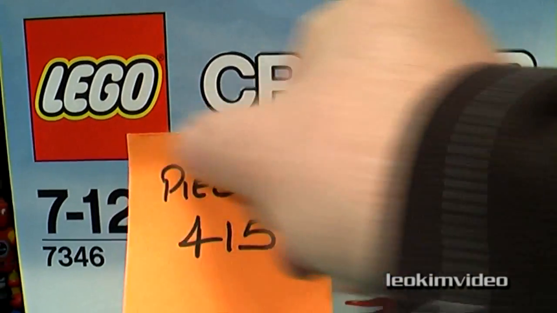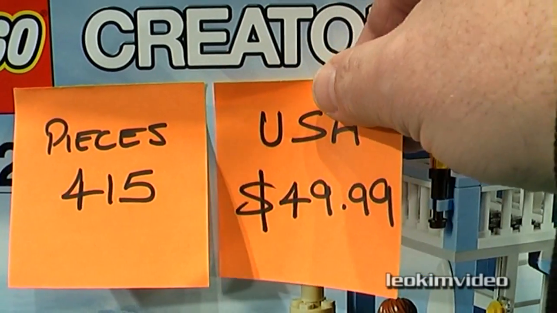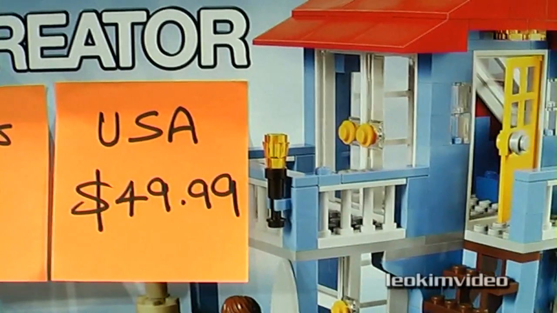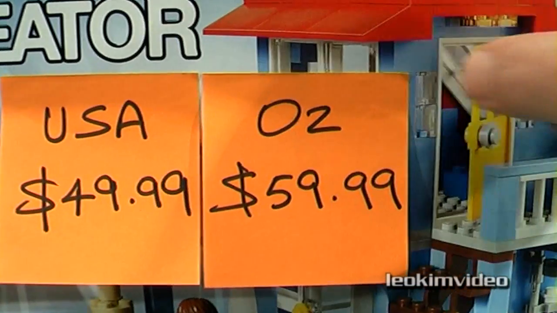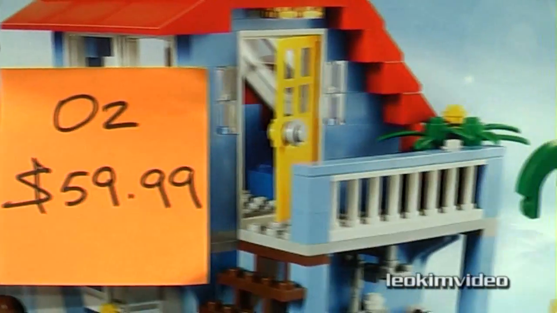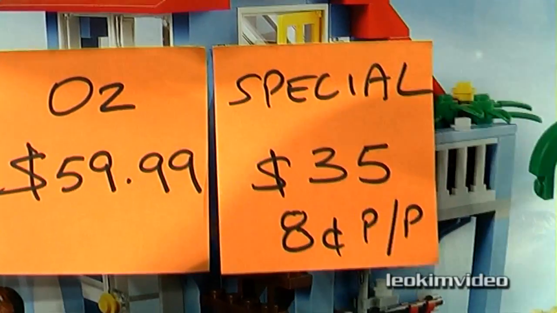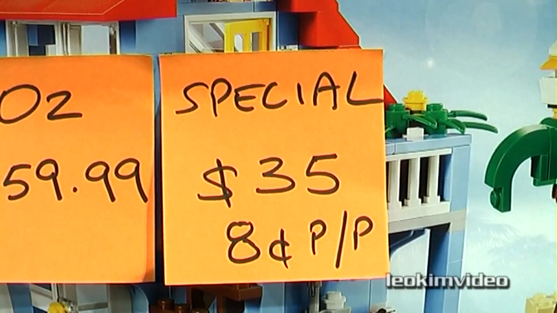That's how many pieces are in it, because where we live we don't have a piece count. Let me throw up the USA price as via lego.com. $49.99. Let me throw up the Australian price as via lego.com. $59.99. And let me reveal how much I paid for this set. Incredibly, $35. That's 8 cents per piece.